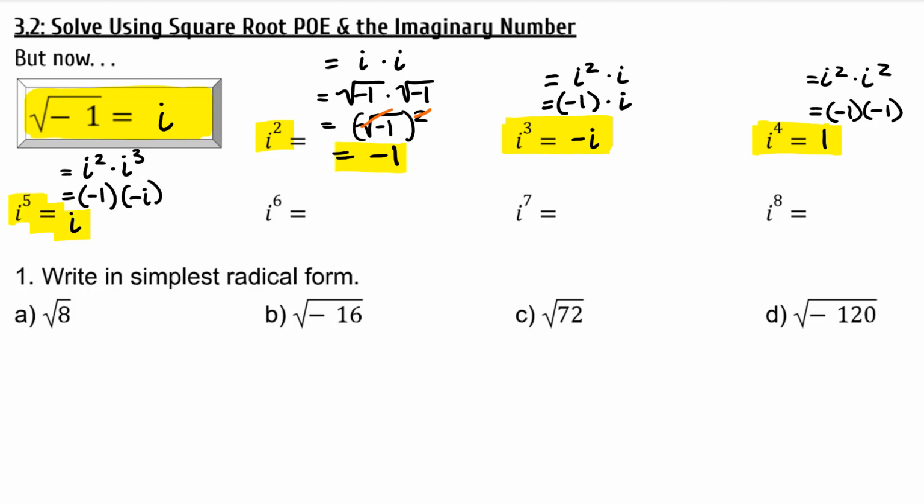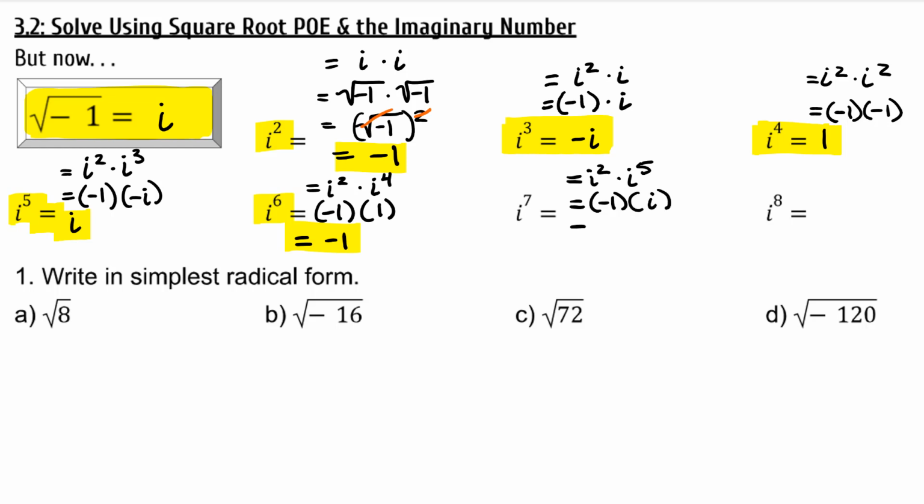i to the sixth could be rewritten as i squared times i to the fourth. I know i squared is -1, and i to the fourth is positive 1. So i to the sixth is -1. i to the seventh could be rewritten as i squared times i to the fifth. i squared is -1 and i to the fifth is i. So i to the seventh is -i. i to the eighth could be rewritten as i squared times i to the sixth. i to the eighth is equal to 1.